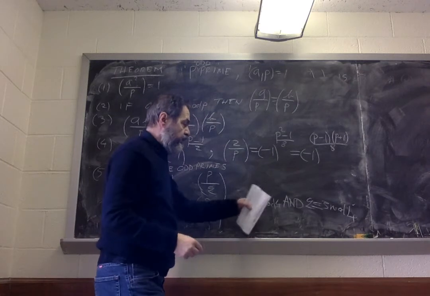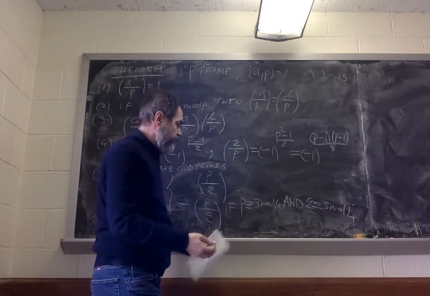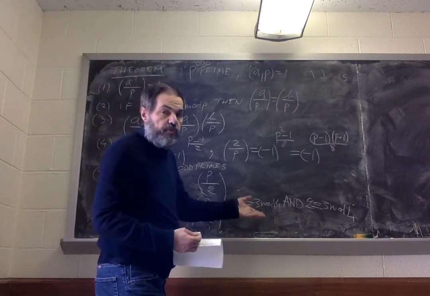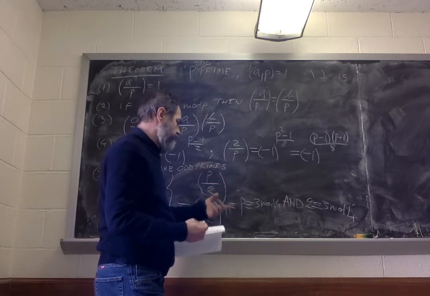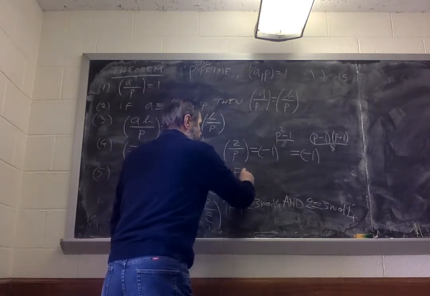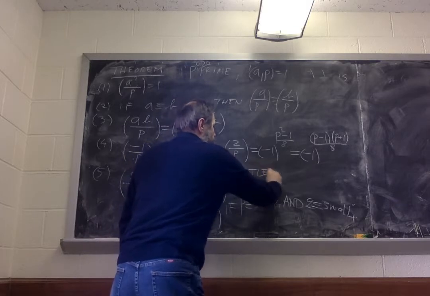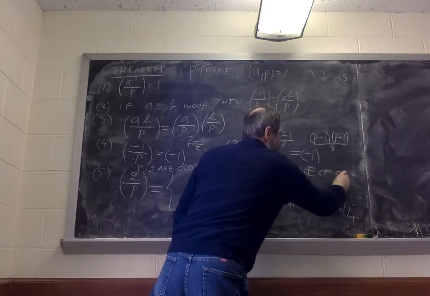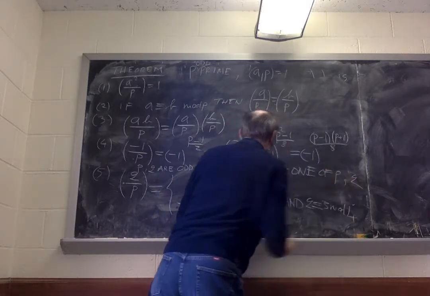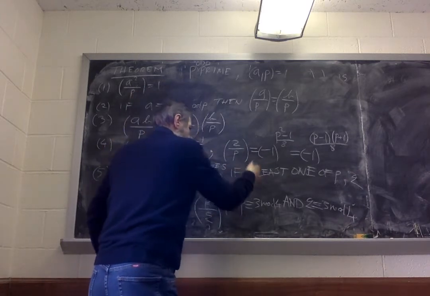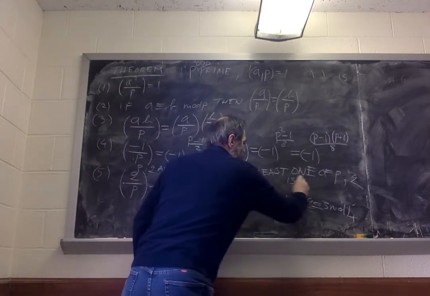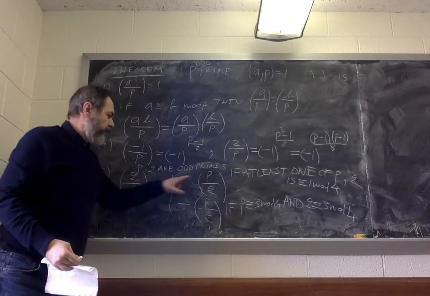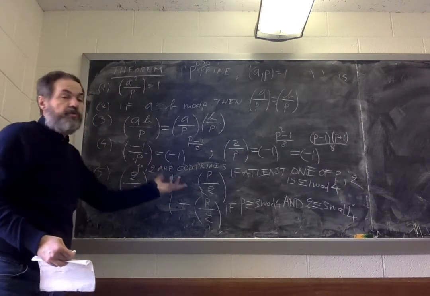Now if at least one of them is not congruent to 3 mod 4, in which case it's congruent to 1 mod 4. So if at least one of our primes, P or Q, is congruent to 1, say, mod 4, then I don't have a minus in front. The two symbols are equal.